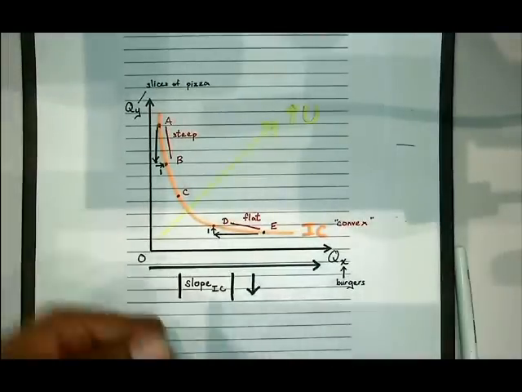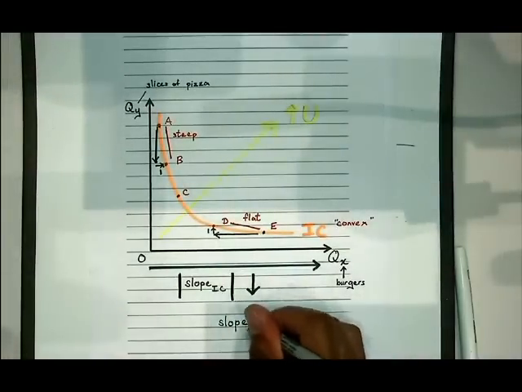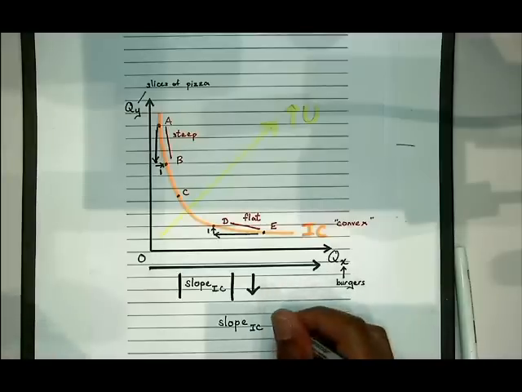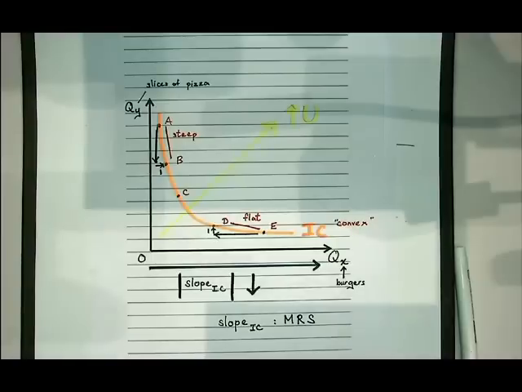The slope of an indifference curve is called, this is just the name, the marginal rate of substitution, or MRS for short. The marginal rate of substitution.